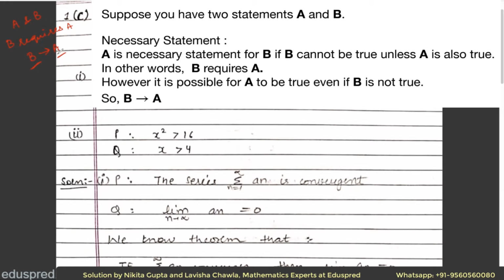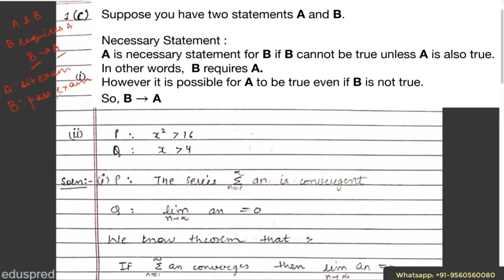Suppose A is a statement that you sit in an exam. So, you have A as sit in exam. And B is a statement that you pass the exam. Now, you cannot pass the exam without sitting in the exam. So, sitting in the exam is a necessary condition for passing the exam. So, in this case, you have B implies A, where A is a necessary statement. However, sitting in the exam solely does not guarantee that you will pass the exam.